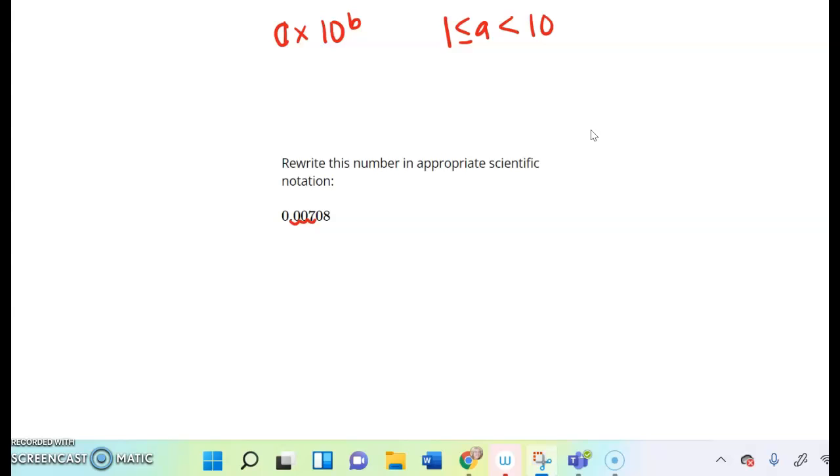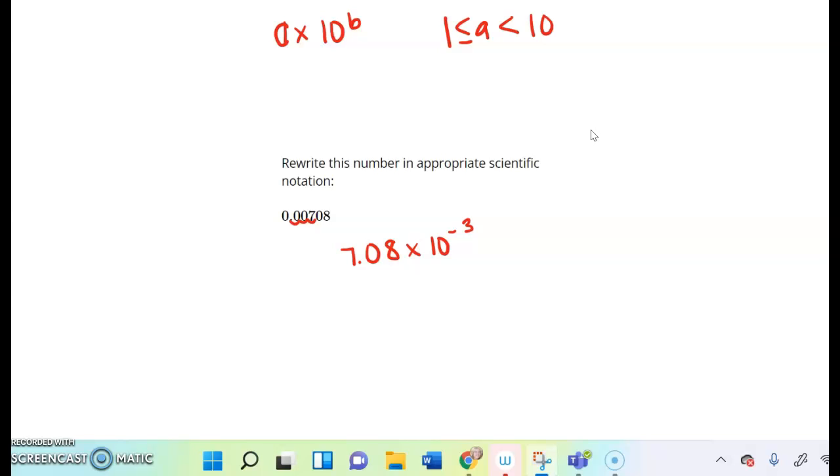So we're going to put it right there, so it's 7.08, and that's a number between 1 and 10. Now it's going to be times 10. Well, we have 1, 2, 3 tens, so it's going to be to the negative 3.